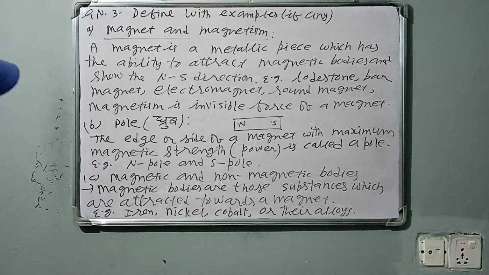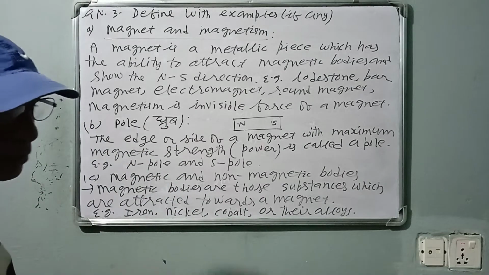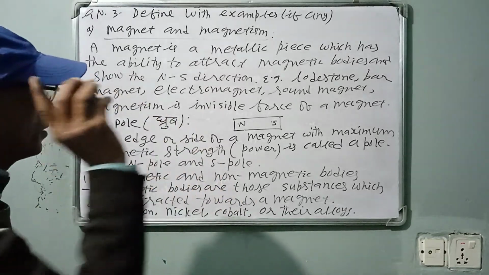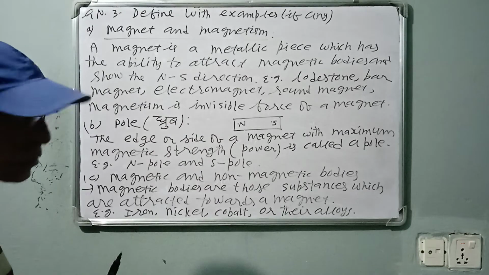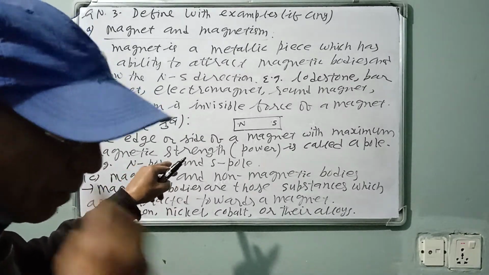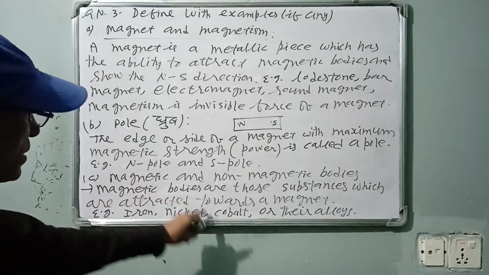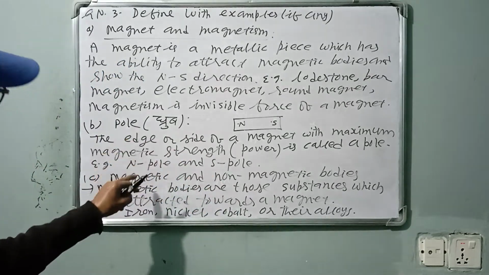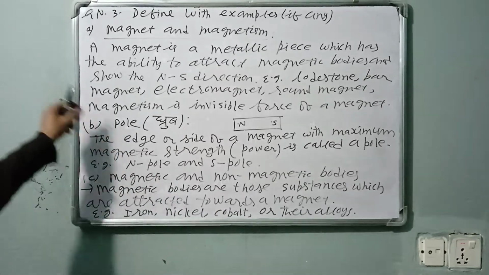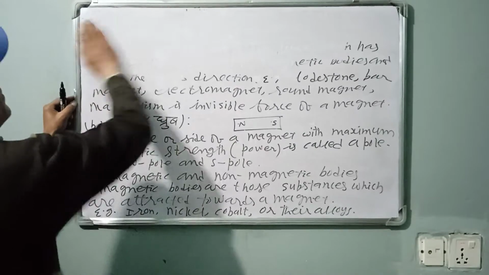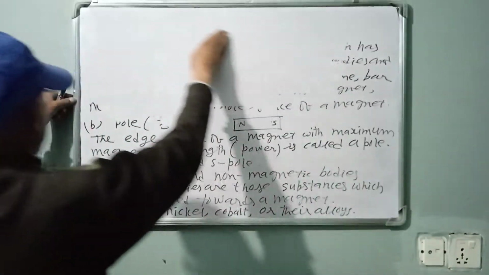But remember, copper, zinc, gold, silver are metals, but they are not magnetic. Don't be confused with magnetic bodies. They are metals, but all metals are not magnetic.